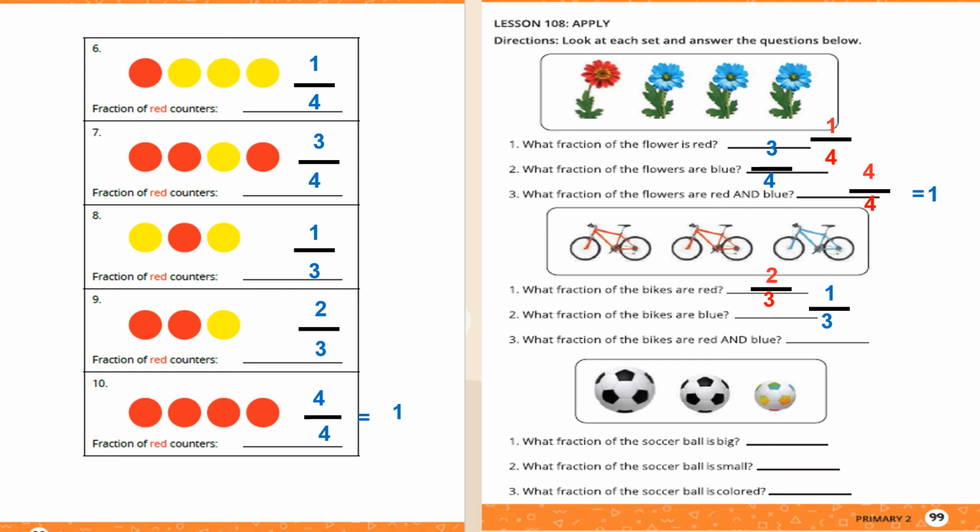What's the fraction of the bikes that are red and blue? What can I do? The total bikes 3, and the red and blue 3. So it will be 3 over 3 equal 1. Equal 1. Okay, the last exercise is homework, my dears.